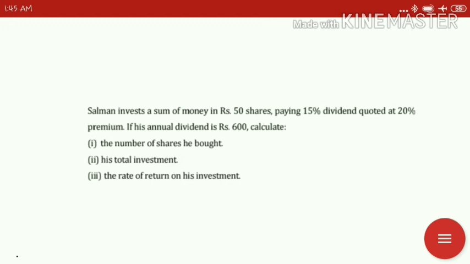If you calculate, you can easily find out that the total number of shares is 50, again as given in the previous question, and the 15% dividend, that is the rate of dividend, quoted at 20% premium. That means we can take the face value as rupees 100, though it is not given here, so we will take the face value as rupees 100.